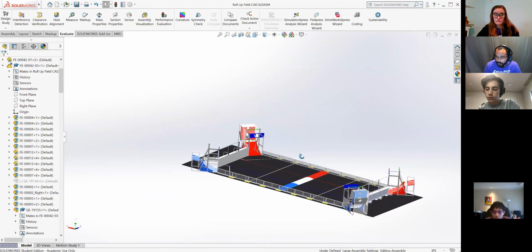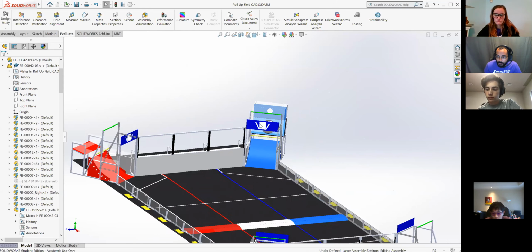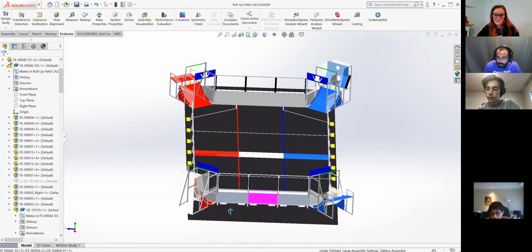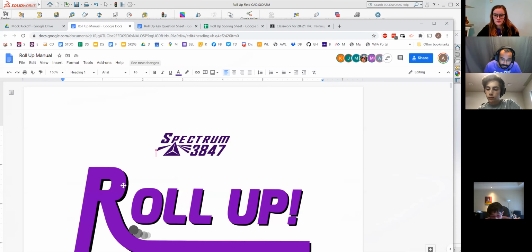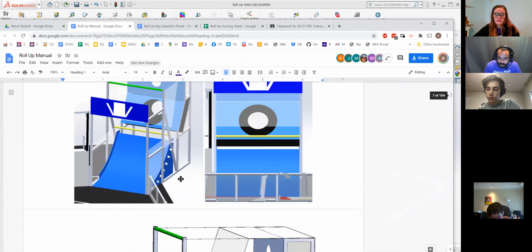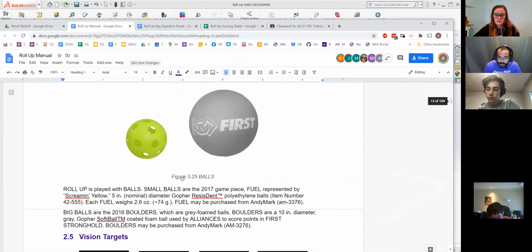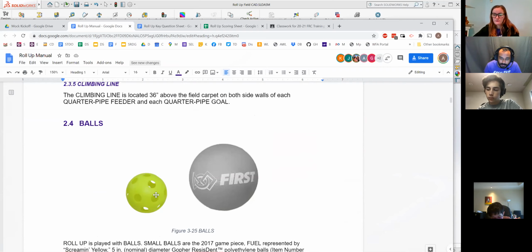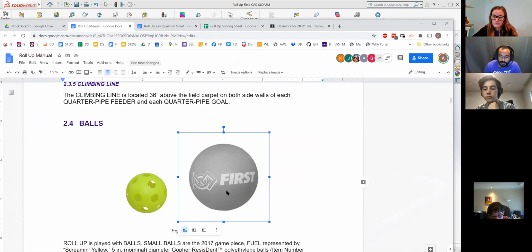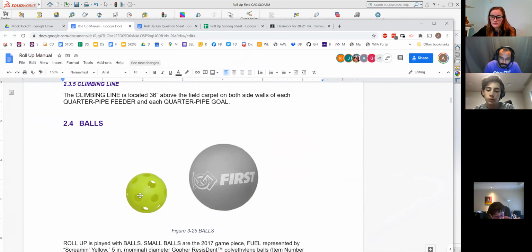Okay, so what do the goals or the quarter pipes look like? The quarter pipes are where all the action happens. The animation doesn't have it, so I need to do it here. Before we get into that, what are we actually using, because this would normally be in the animation quickly, is the game objects. So our game objects are small balls, which are 2017 fuel, and big balls, which are 2016 boulders. A small ball is 5 inches, and a big ball is 10 inches. So they're 2 pretty dramatically different sized game pieces.